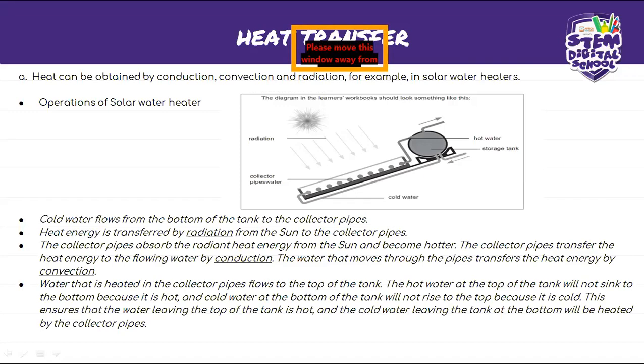Okay. All right. So that is the work of the what? Solar water heater. It uses conduction, radiation, and convection to heat the water. So take note, cold water flows from the bottom of the tank to the collector pipes. Now, the water at the bottom is cold, but when it flows and gets to the collector pipe, then it is heated up. Why? Because this is where the collector pipe is positioned, where the water will be heated by the radiation. So the collector pipes absorb the heat, then in turn heat the water.